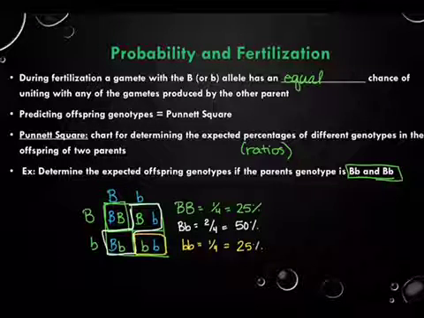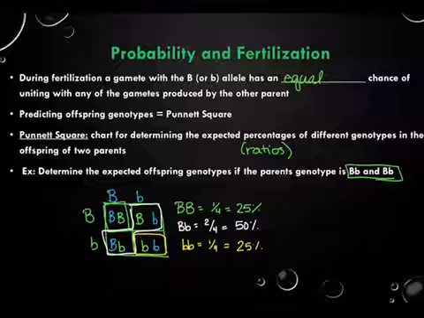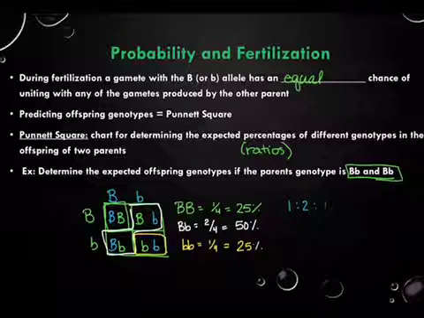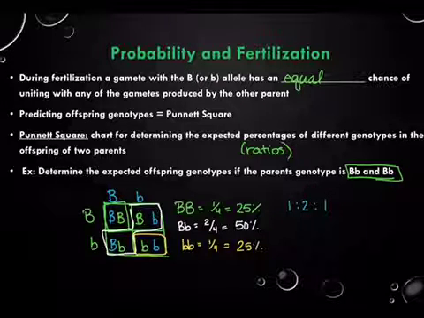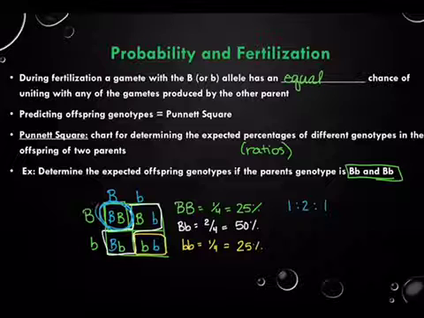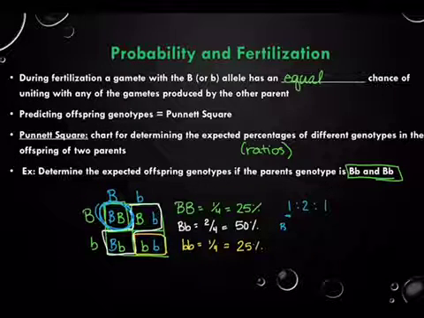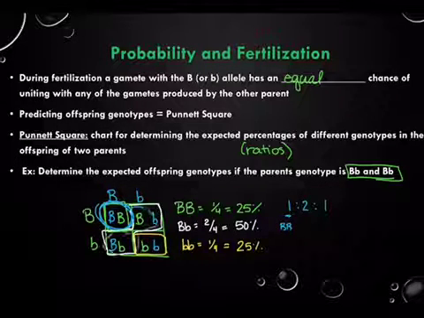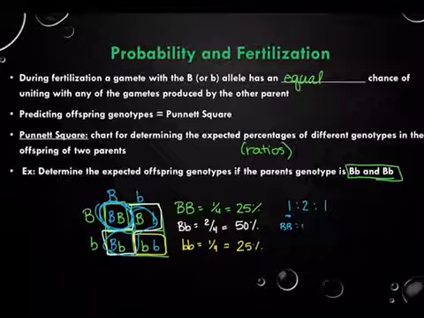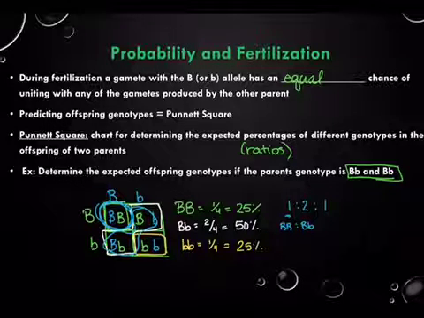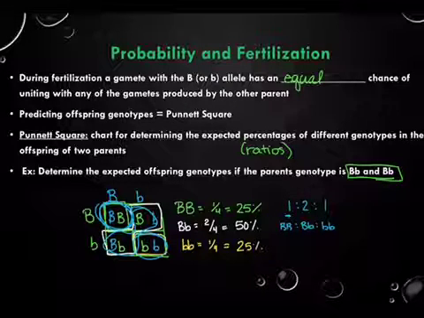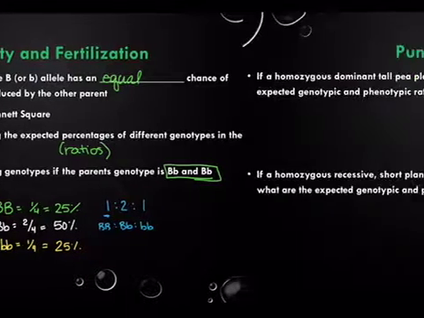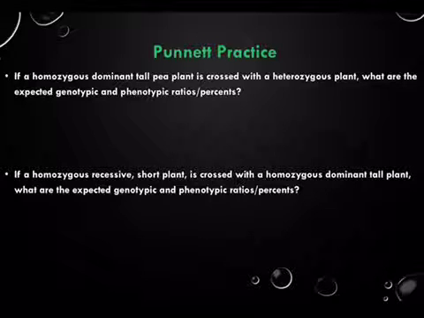Sometimes if you're asked to report the ratio, we would say that this is a 1 to 2 to 1 ratio. For the ratios, you pretty much just count the boxes. There's one box for the big B, big B, two boxes for the big B, little b, the heterozygous, and then one box for the homozygous recessive. I think we have some more practice problems here.